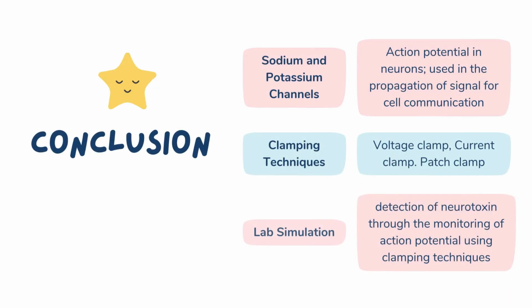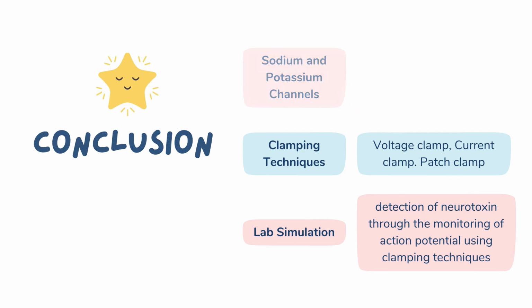In particular, voltage-gated channels for sodium and potassium are responsible for the action potential in neurons. This process is important for the propagation of signals needed for cell communication. Ion channels can be studied using clamping techniques, specifically voltage clamp, current clamp, and patch clamp. From the experiment, we also learned that we can detect a neurotoxin by monitoring action potential using clamping techniques.